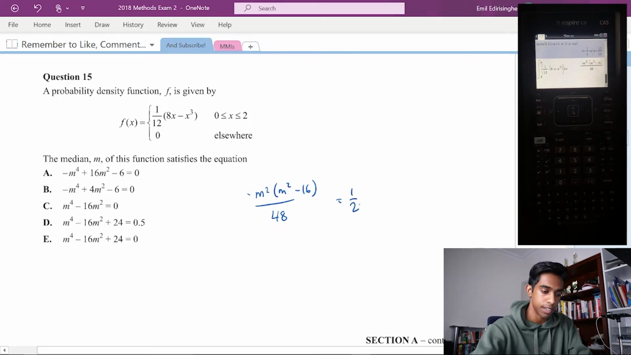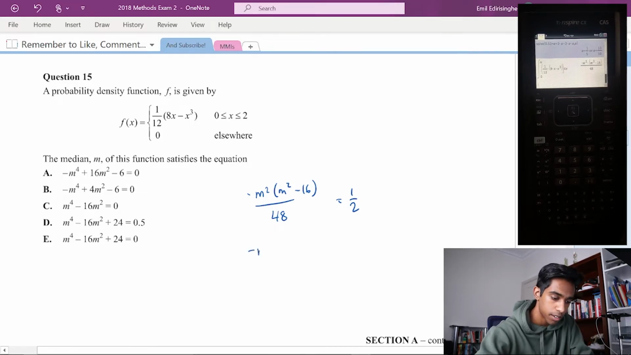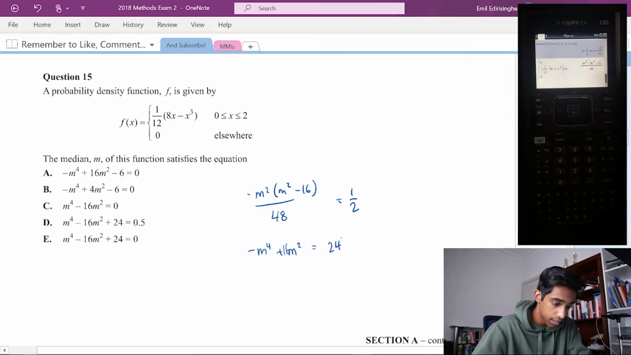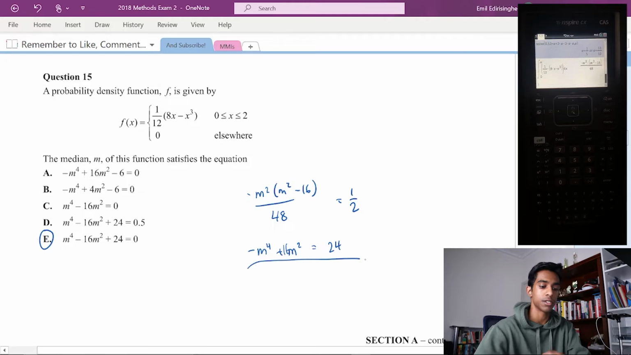So now what I can do here is I'll just multiply this side by 48. We'll get negative m plus m squared, 16m squared is equal to 24, and that essentially gives us the answer E, which is just this rearranged.